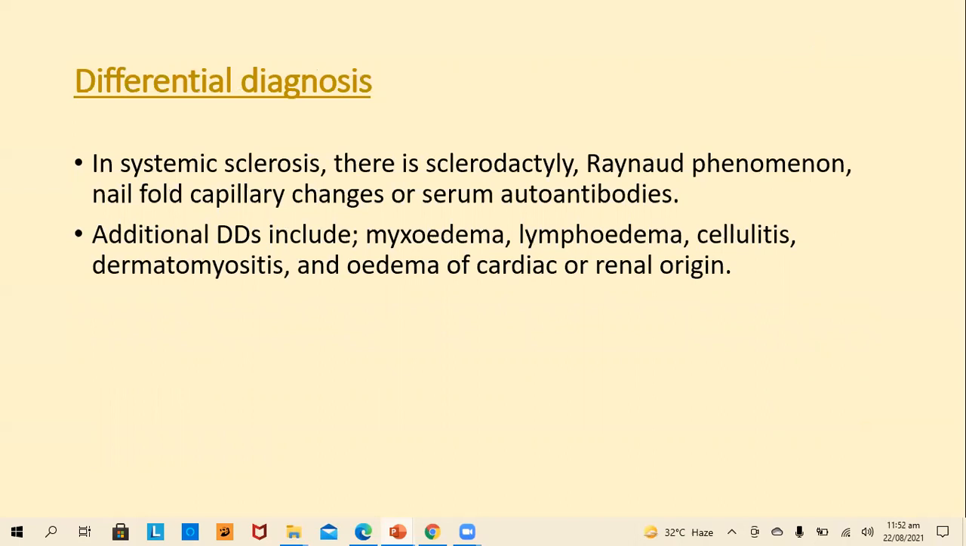Differential diagnosis includes systemic sclerosis, but there is sclerodactyly, Raynaud's phenomenon, nail-fold capillary changes, and serum autoantibodies in systemic sclerosis. Additional differential diagnoses include myxoedema, lymphedema, cellulitis, dermatomyositis, and edema of cardiac or renal origin.